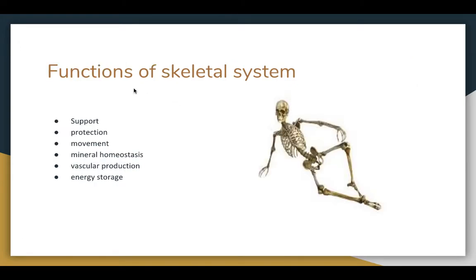The functions of the skeletal system are pretty much common sense, but it's always a good idea to review them. First, we have support. Our body needs support in order to be able to sit up, to stand up, and to move around. Also protection, especially the rib cage, your skull, and the pectoral girdle, as well as the vertebrae. They are protecting very sensitive organs.